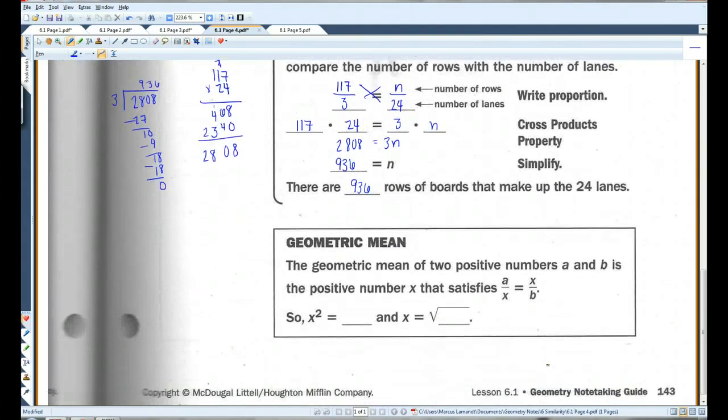Alright, geometric mean. We already know that the geometric mean satisfies this equation. If I were to cross multiply, I would get x times x, which is x squared, equals a times b. If I were to take the square root of each side, x equals square root of a times b. So you could use this equation instead. In fact, this would be what I would recommend that you use when finding geometric mean.